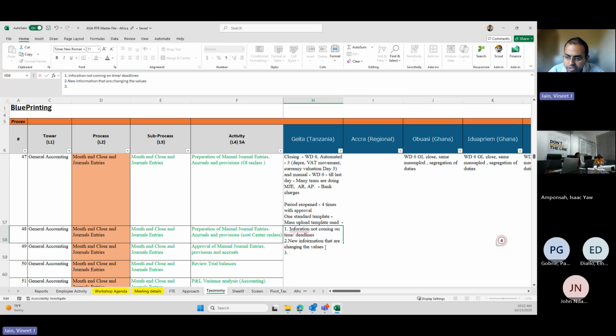Okay, any other challenge which you are facing? Because this is a heavy exercise of putting in the manual journals. So what are the other challenges which you are facing? I think, apart from delays in receiving the information, I don't think there's any. With our end, it will have to do with the supporting documents.